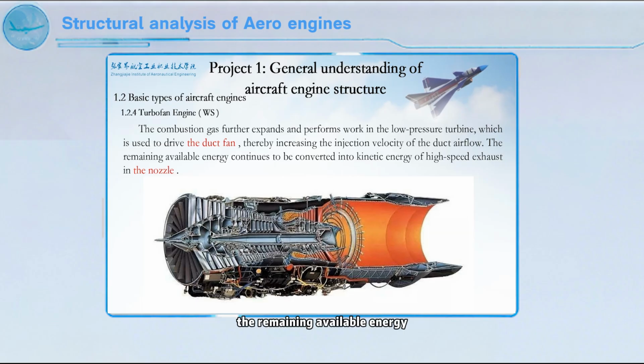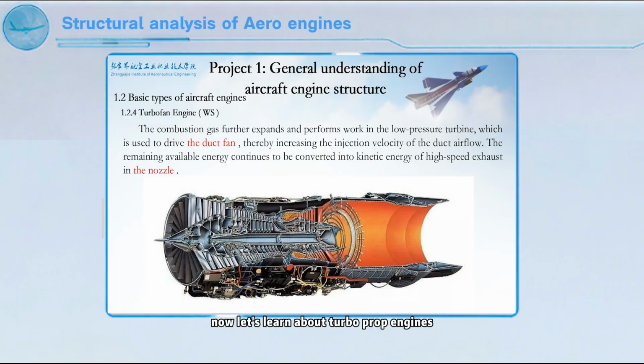The remaining available energy continues to expand in the nozzle to accelerate and generate a small part of the thrust, which is generally used in civil airliners or transport aircraft. For a low bypass ratio turbofan engine, most of its thrust is still generated in the nozzle, and only a small part of the thrust is generated in the outer bypass, which is generally used in fighter jets. The two types of engines we have learned above both use the expansion acceleration of airflow and the reaction force generated according to Newton's third law as thrust, so they belong to direct reaction propulsion systems.